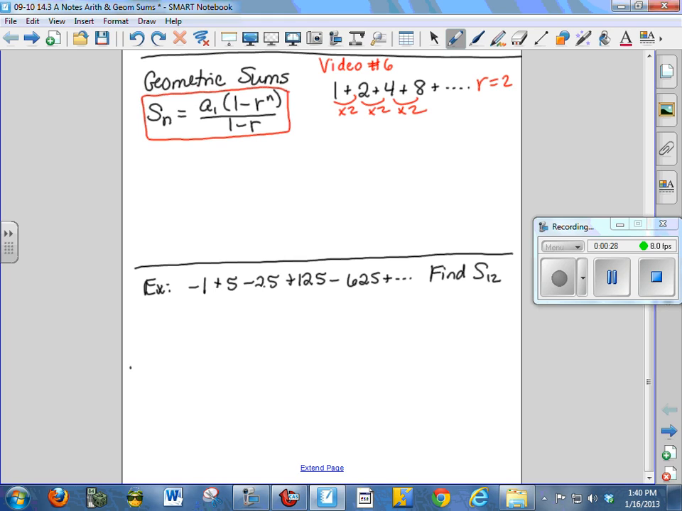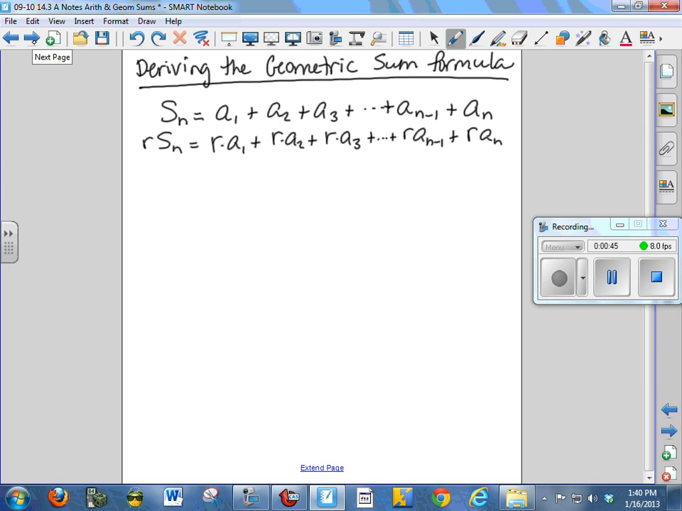Unlike the other formulas I showed you, there's not a real logical way to remember this one. This is one you're just going to have to memorize, but I will show you how it's derived just as a matter of interest. So this is actually going to be on the next page of your notes if you're looking at this. So this is deriving the geometric sum formula.